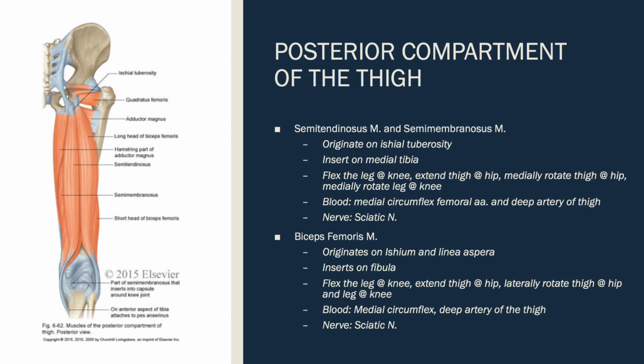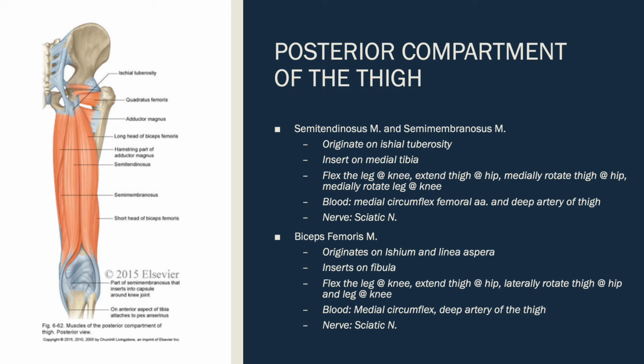The posterior compartment of the thigh includes the semitendinosus and semimembranosus muscles. They originate on the ischial tuberosity, insert on the medial tibia, and can flex the leg at the knee, extend the thigh at the hip, and they're medial rotators of the thigh at the hip and the leg at the knee. The blood supply is the medial circumflex femoral artery and the deep artery of the thigh. The nerve that innervates them is the sciatic nerve.